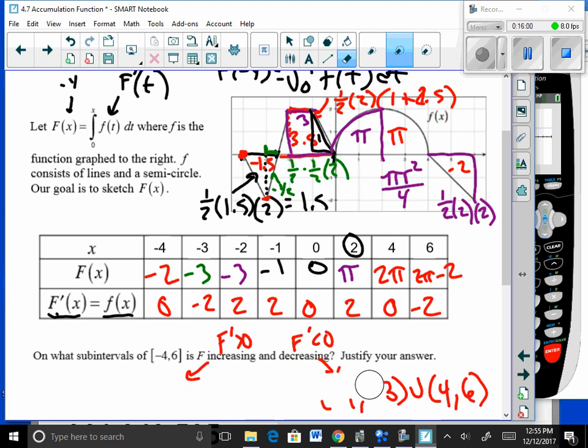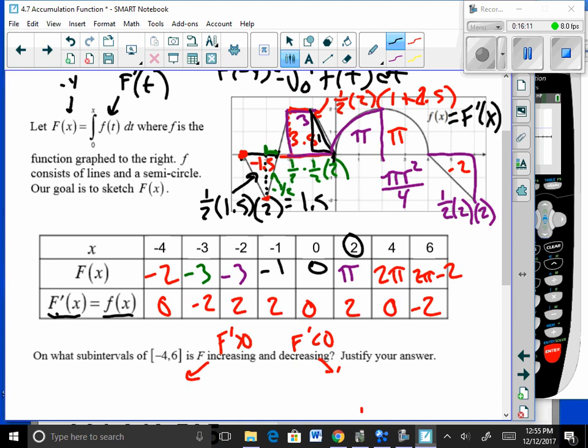So when you look at this graph, the graph that they gave us, f, that's the same as f prime. So when we want increasing or decreasing, you want to know where f prime is 0 or undefined. So where are the spots where f prime is 0? Okay, 0 is one spot. Where else? Okay, 4. Where? Okay, negative 4 and negative 2.5.